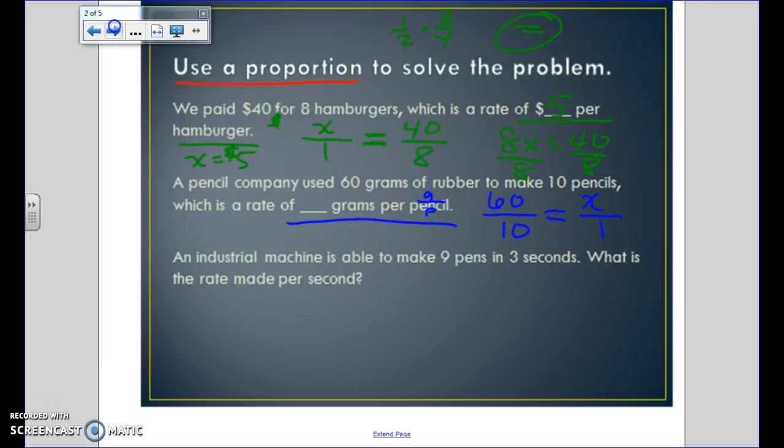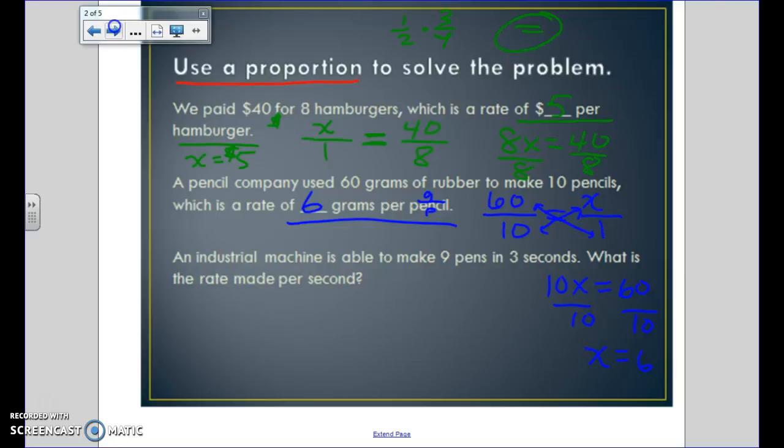Okay, so I'm setting up a proportion here. And again, I have an unknown and a proportion. I can cross multiply to help myself solve this equation. That's proportion. So in this case, 10x equals 60 when I cross multiply, like so. And if I solve my one-step equation here, I know that x would equal 6, or in other words, 6 grams per every pencil.